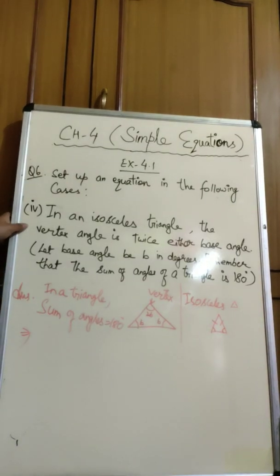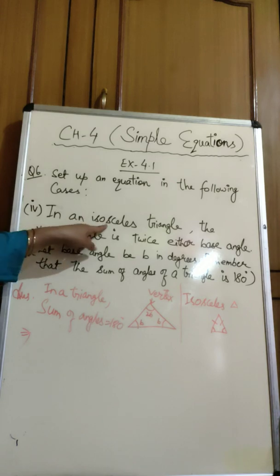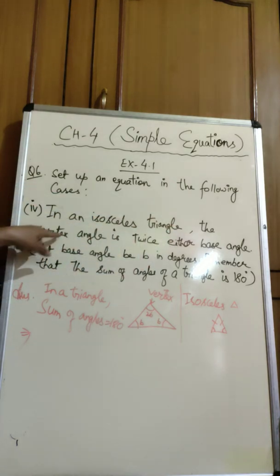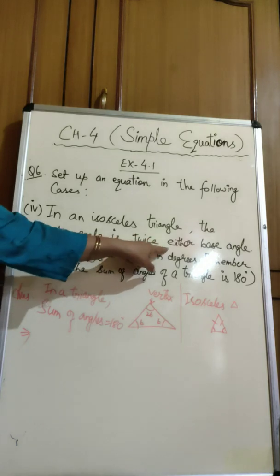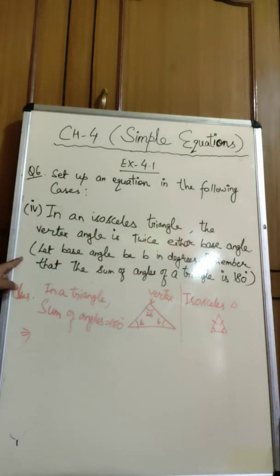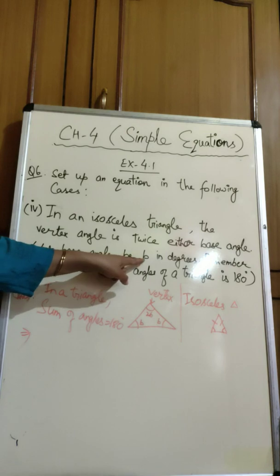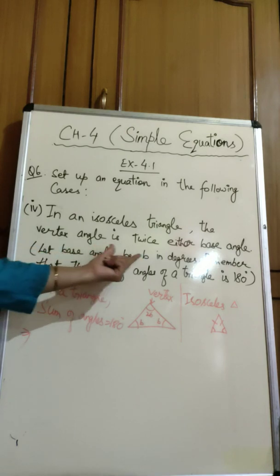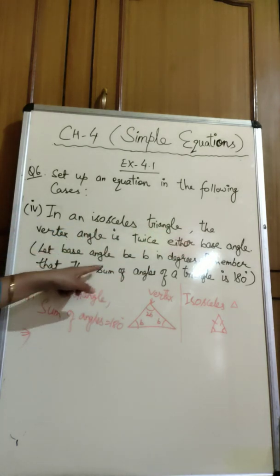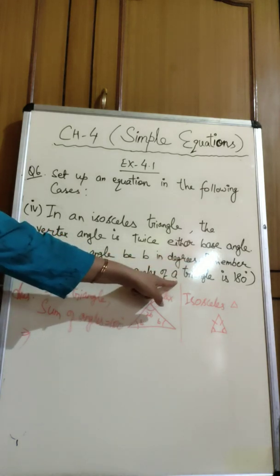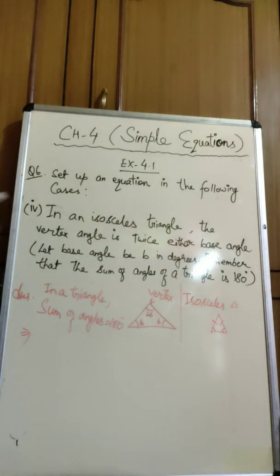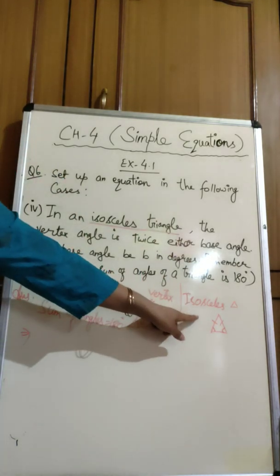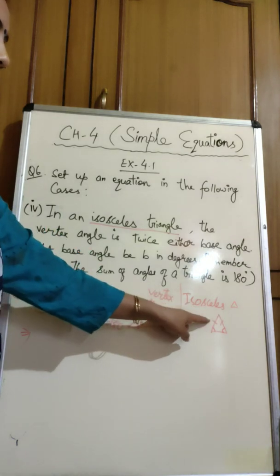Now students, the fourth part of this question number 6. The statement is, in an isosceles triangle, the vertex angle is twice either base angle. And it is given, let the base angle be B in degrees. The base angle is given as B, and remember that the sum of angles of a triangle is equal to 180 degrees. So what is an isosceles triangle? An isosceles triangle is a triangle in which 2 of the sides are equal.